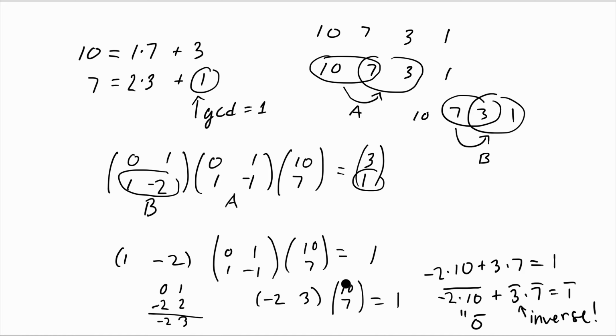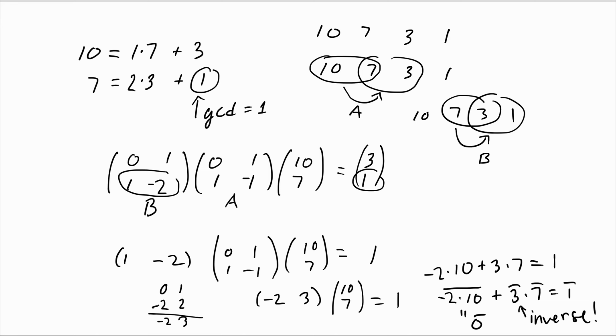If you want to find the inverse of 10 mod 7, if you mod it out by 7, this would be a 0. Hey, negative 2 times 10 would be 1. Negative 2 would be the inverse of 10 mod 7. So all in one quick swoop, we got the inverse of 7 mod 10 and the inverse of 10 mod 7. The inverse of 7 mod 10 is 3. The inverse of 10 mod 7 is negative 2.